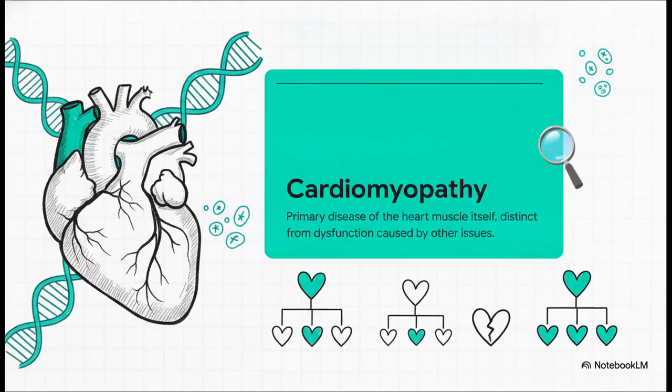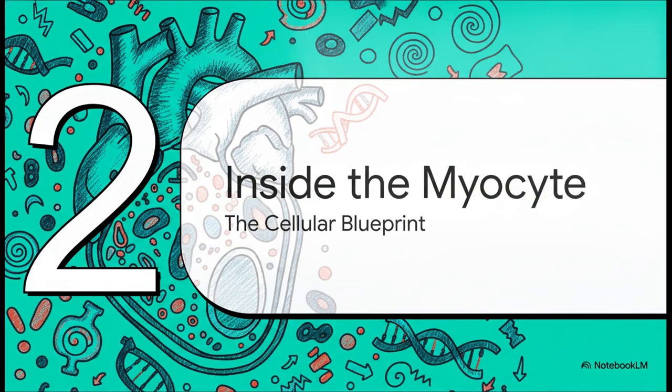But before we go any deeper, let's get our definitions straight. Cardiomyopathy is strictly defined as a primary disease of the heart muscle itself. This is totally distinct from myocardial dysfunction that's caused by secondary issues, like ischemic heart disease from plumbing issues in the arteries or faulty leaking valves. We're talking about the actual muscle fibers being fundamentally flawed right from the start. And that sets the perfect stage for our genetic exploration. Moving on to Section 2.